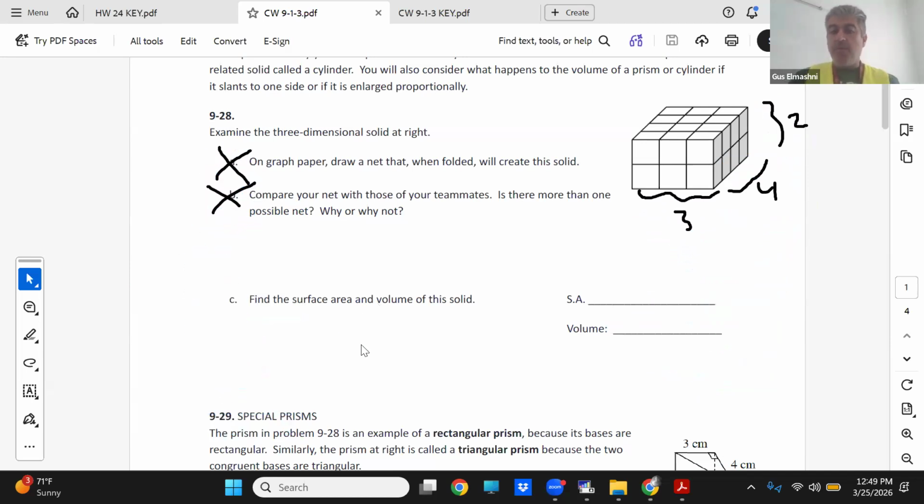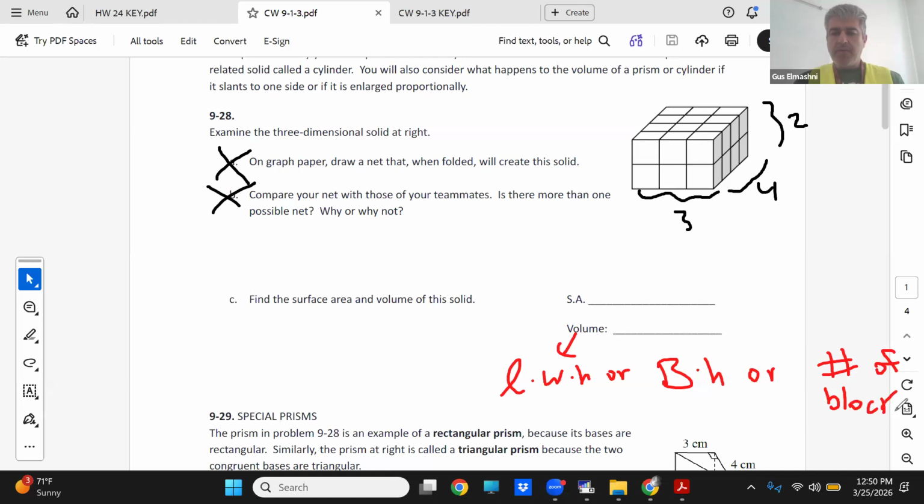Okie dokie. Let's do volume. Volume is always the easiest. The best way to think of volume is like the number of blocks, right? Or length times width times height, or the base times the height, or again, the number of blocks. So what would you get if you did length times width times height? Yeah, 24. There we go. Pretty easy, right? And 24 cubic units.